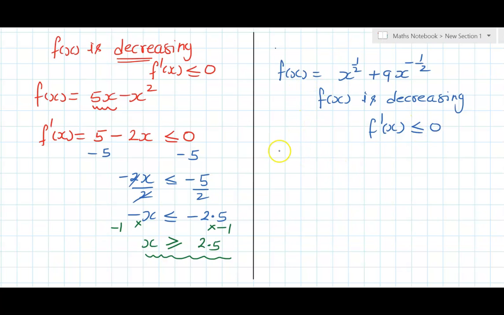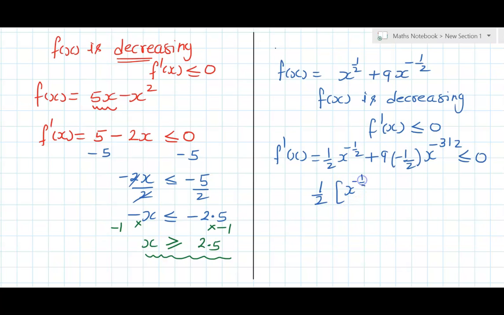So let's find the differentiation f'(x). It will be 1/2 x^(1/2 - 1), which is x^(-1/2), then plus 9. Here the -1/2 is coming down, and x^(-1/2 - 1) is x^(-3/2), and it should be less than or equal to 0. Half we can take outside, and it is x^(-1/2) minus 9, and x^(-3/2) with 9 having nothing left, it is 1, less than 0.